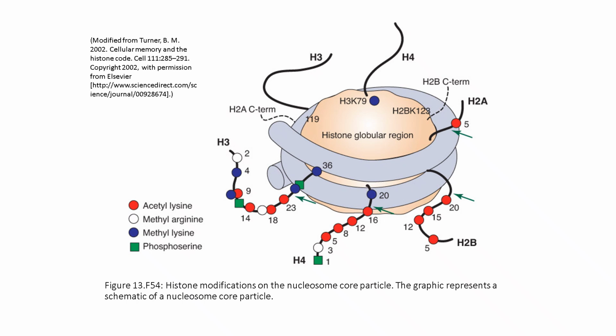Red circles for acetylated lysine, white circles for methylated arginine, green circles for methylated lysine, blue squares for phosphorylated serine. Key residues like H3K79 and H2BK123 are also highlighted, emphasizing how different marks on different tails collectively form the histone code. These modifications guide transcription, DNA repair, and chromatin compaction by recruiting specific reader proteins.